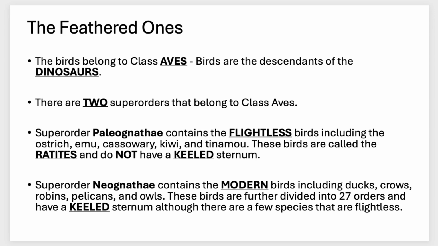So for the feathered ones, the birds belong to the class Aves. That's how you say it. Birds are the descendants of the dinosaurs, and we'll look in a moment what that looks like.